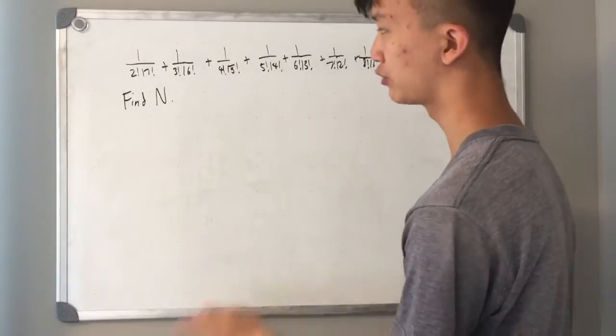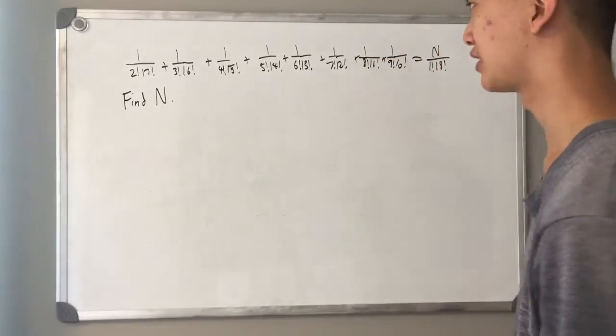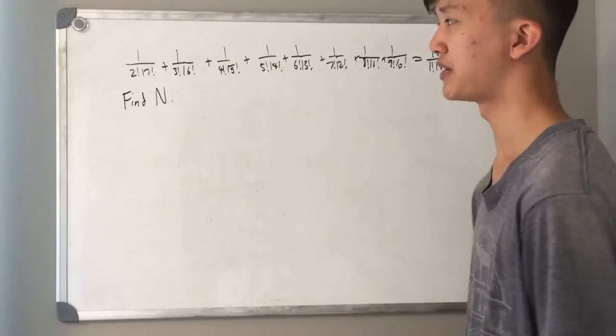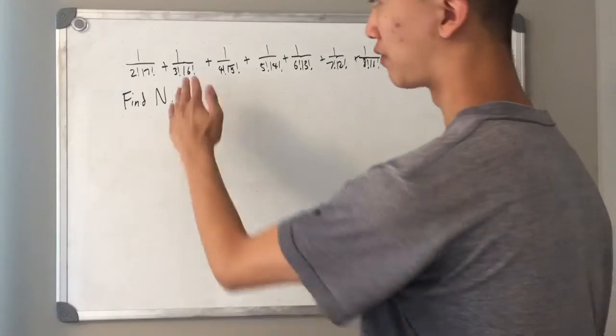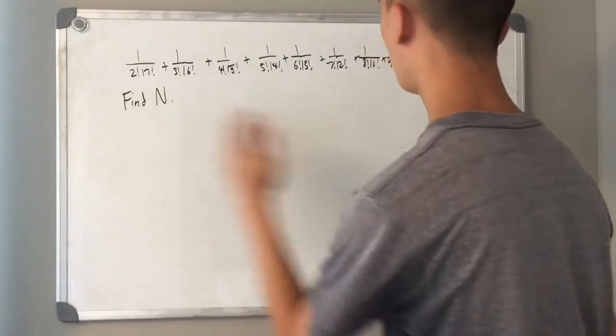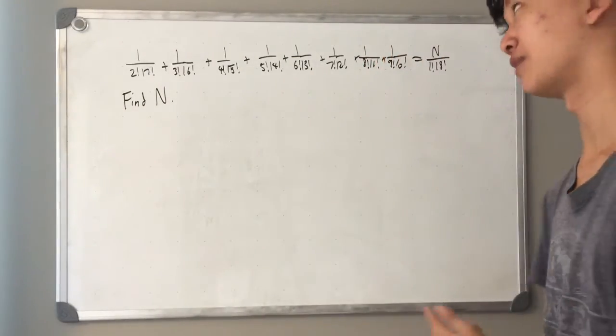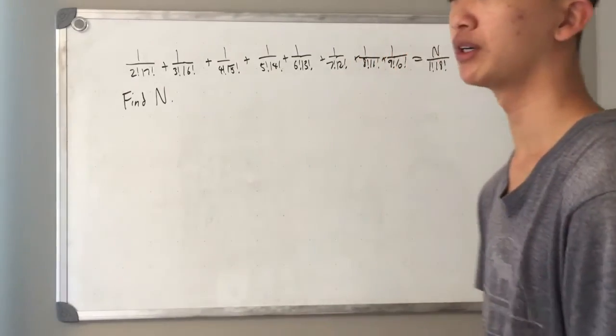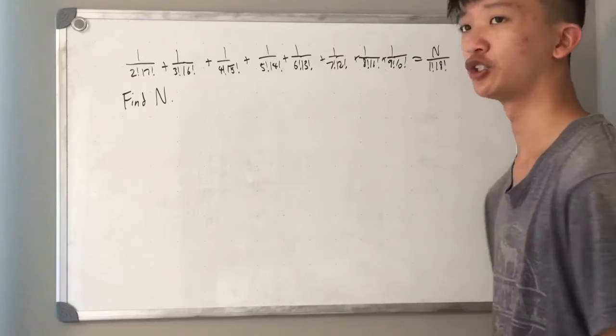So 2 plus 17 is equal to 19, 3 plus 16 is equal to 19, all of these add up to 19. And so we can multiply both sides by 19 factorial. So we have 19 factorial over 2 factorial times 17 factorial, all the way to 19 factorial over 9 factorial times 10 factorial. But then we notice that this would be equal to 19 choose 2 plus 19 choose 3 plus 19 choose 4 all the way to 19 choose 9.